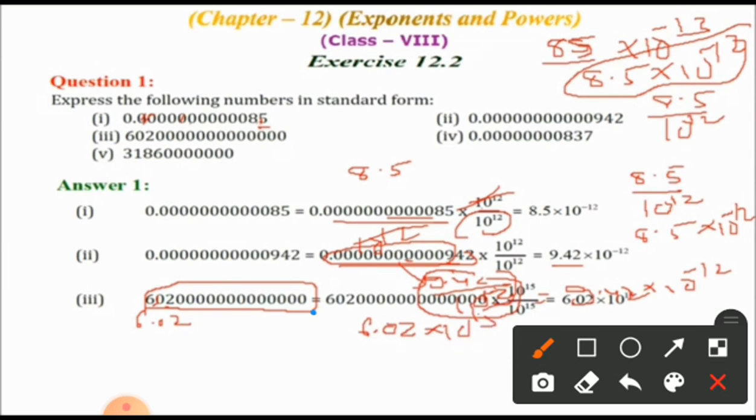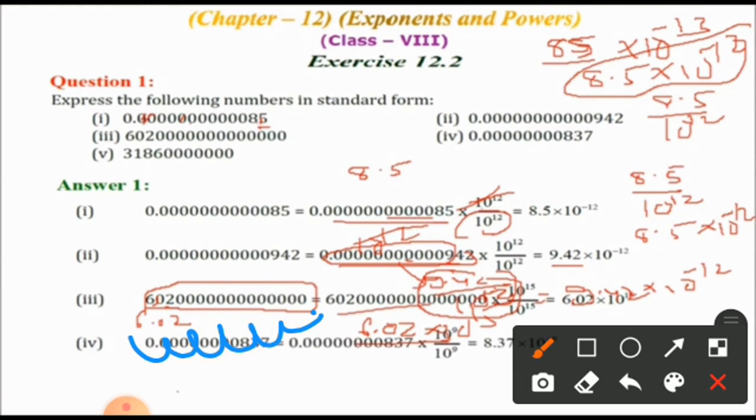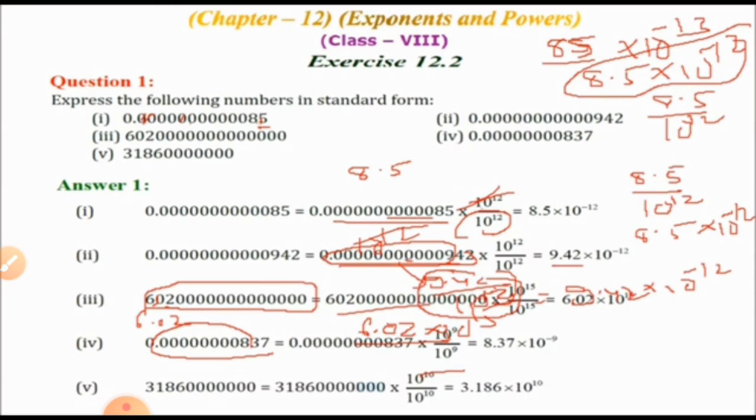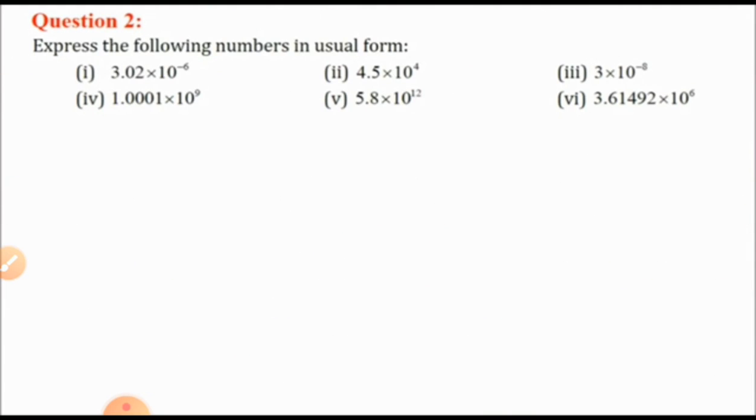Is it? So now this point has to move on left side. When you are moving on left side, how many jumps you are making? That will come as a positive sign. Yes. When you are moving on right side, the exponent is showing with the negative number. So 3.186 multiplied by 10 raised to 10. Correct. Next one, question number 2.